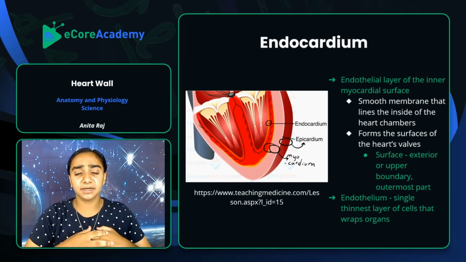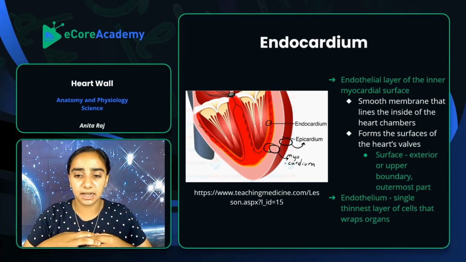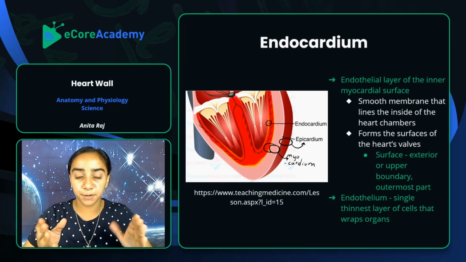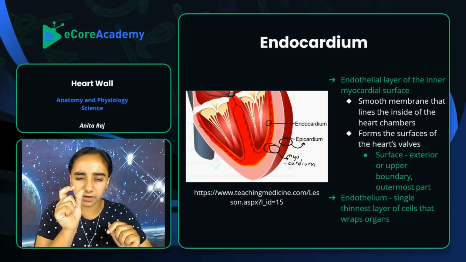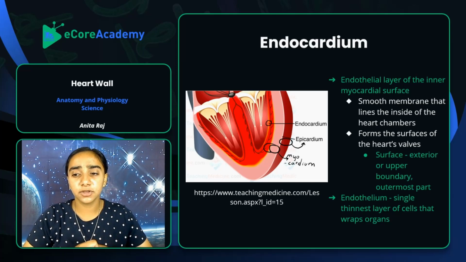The endocardium, like I said, is the innermost layer of the heart. As you can see on this diagram, the epicardium is all the way out here. Then the myocardium is this bulk in the middle, and then this very thin space that's lining your cavities is your endocardium. It is the endothelial layer of the inner myocardial surface.